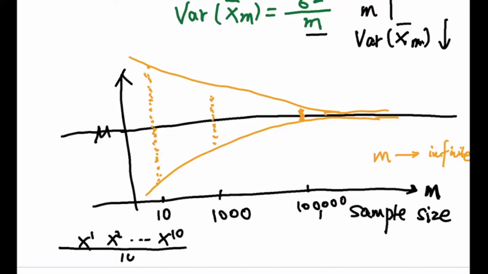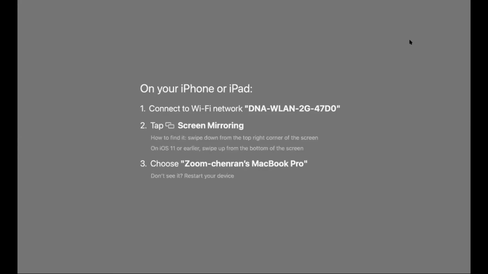And for mu, usually we will call it the expectation of the distribution. But actually it's also a mean, right?